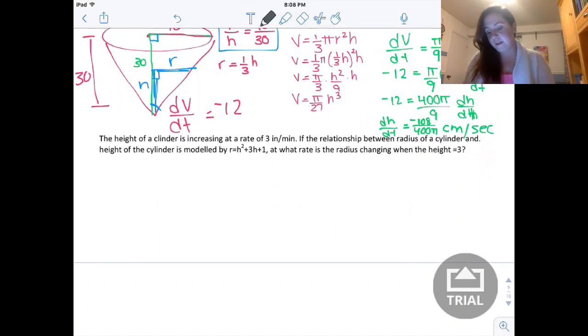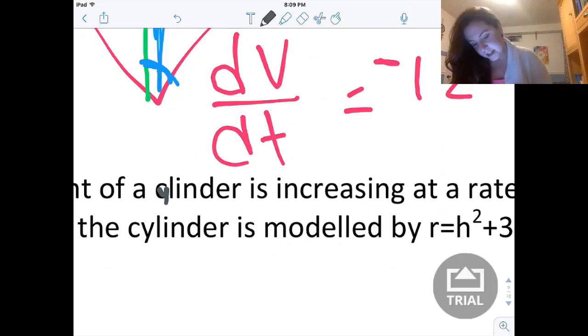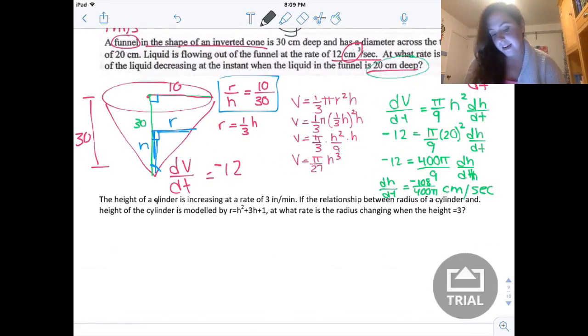The height of a cylinder, those have y's in them, is increasing at a rate of 3 inches per minute. If the relationship between the radius of the cylinder and the height is modeled by that, at what rate is the radius changing when the height is 3? So this one seems like, okay, where do I go? I don't see volume. I don't see dV/dt. People get freaked out by this because it's almost too simple, right?